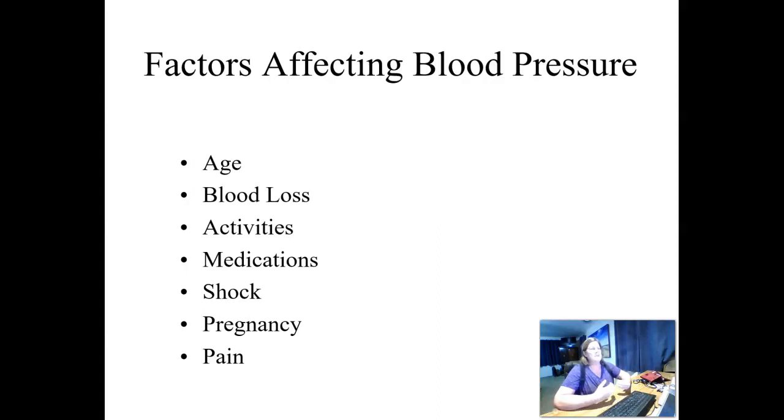But we are going to be seeing our blood pressure again, normal systolic of 90 to 120, normal diastolic of 60 to 80.